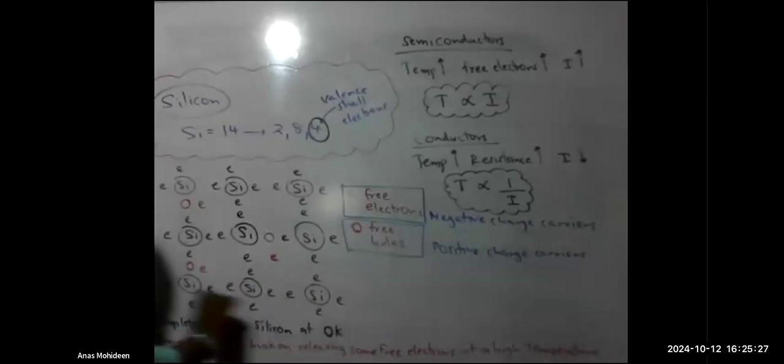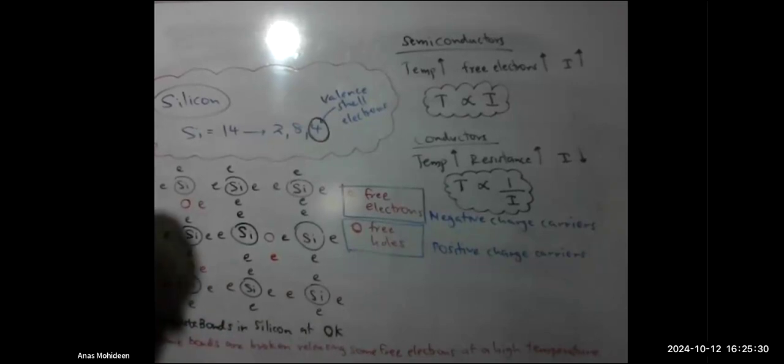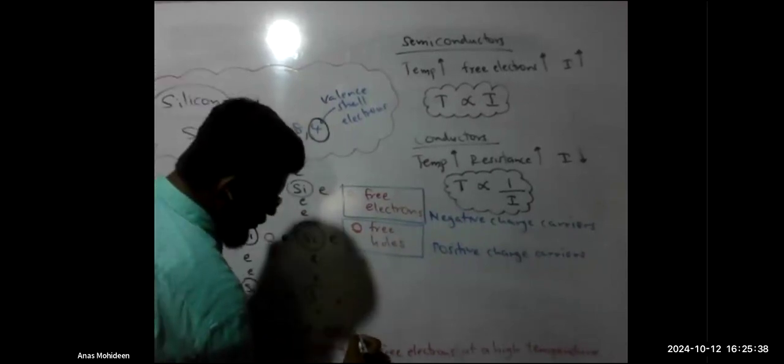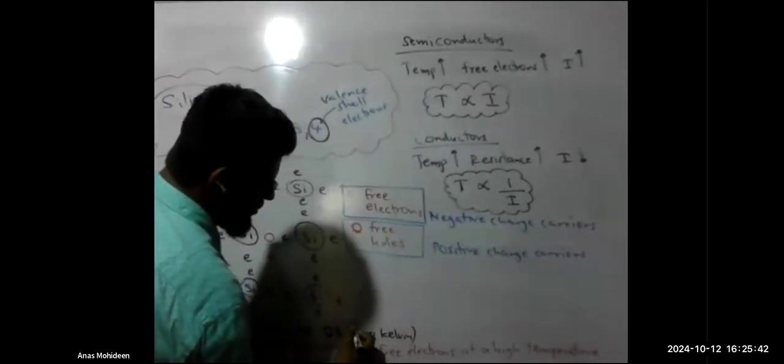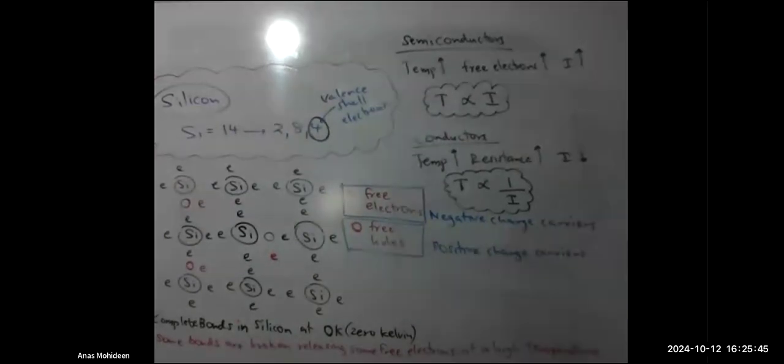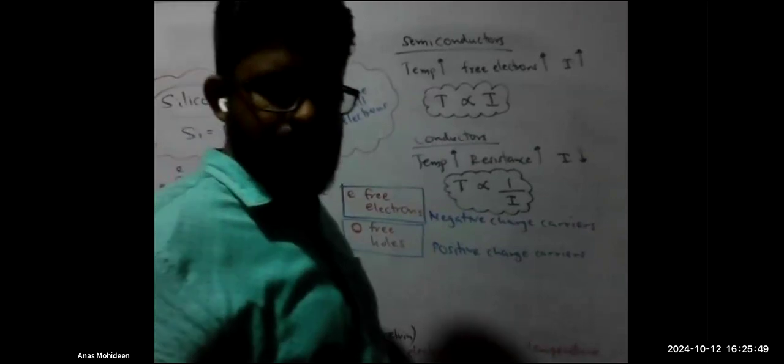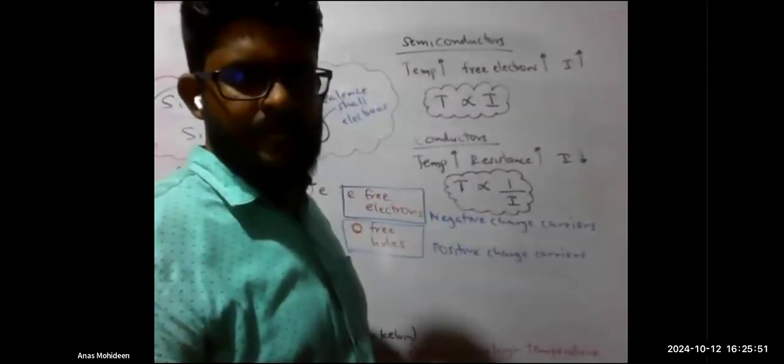So I have given black color. Complete bonds in silicon, because there are no bonds broken. Completely all the four pairs were completed. This is 0 Kelvin. At a higher temperature, more than that. Sorry? Anyone ask anything?